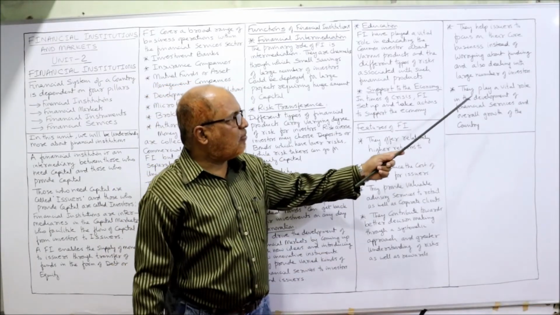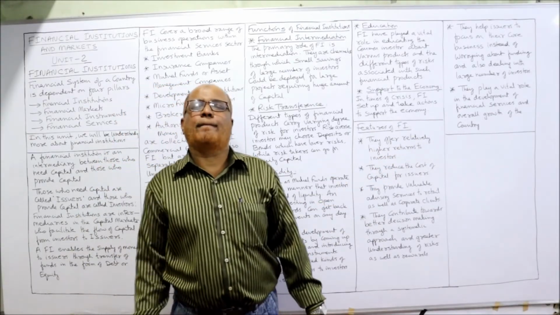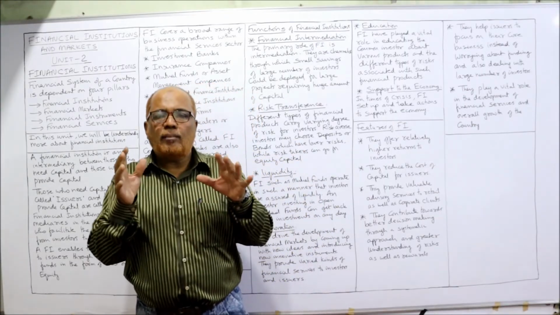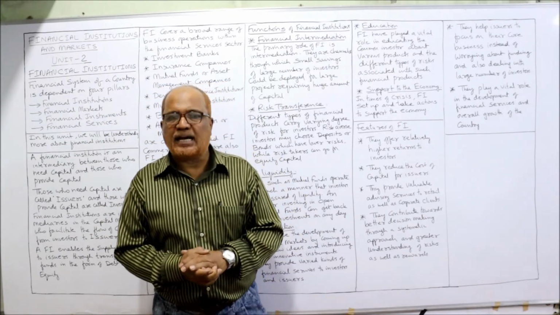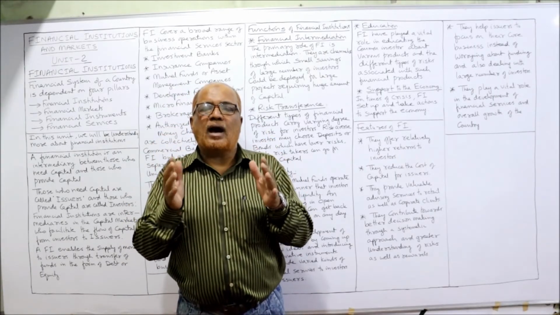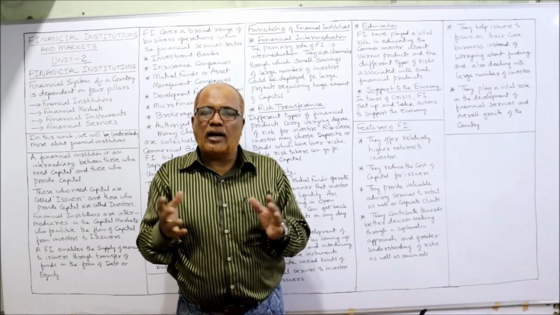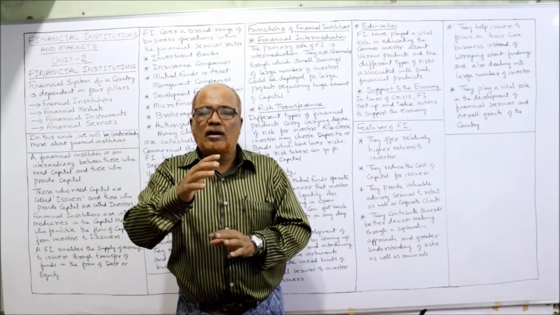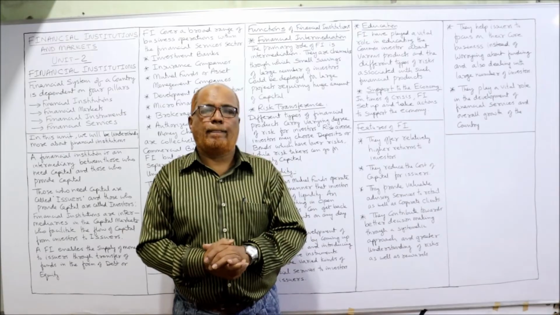Last one, they play a vital role in the development of financial services and overall growth of the country. I already told you many times in the previous videos also, the economic development of a country depends on the development of the financial sector. And these financial institutions are the biggest pillar on which the financial system is dependent. So ultimately, these financial institutions will help the financial system and automatically there will be economic development in the country.